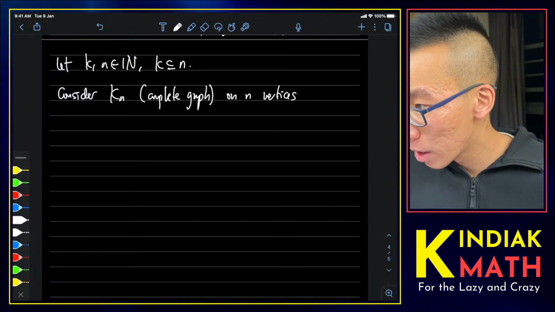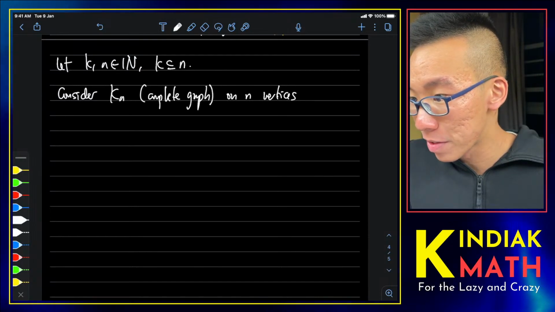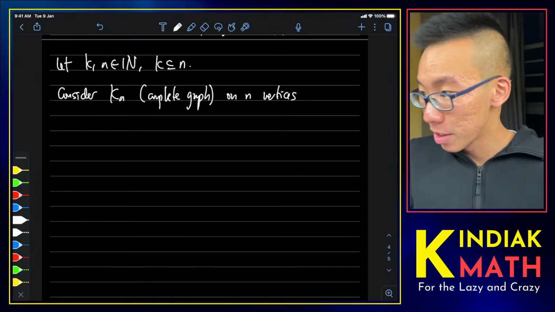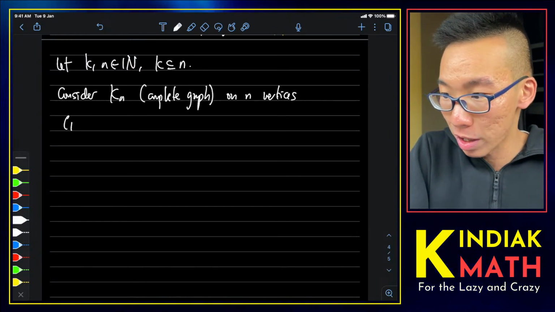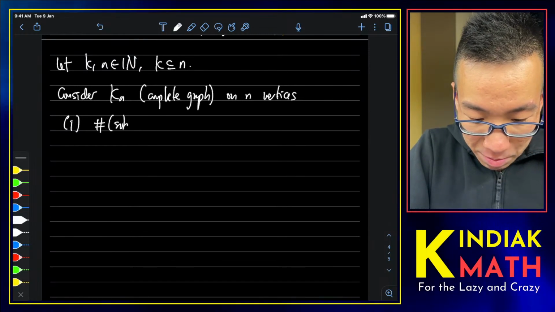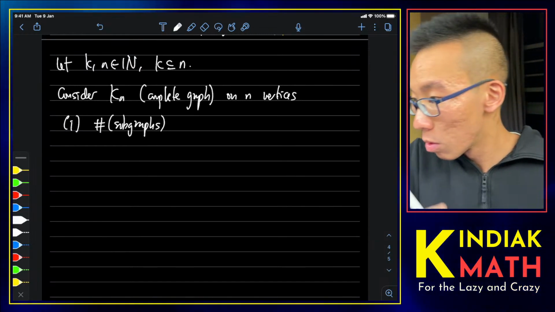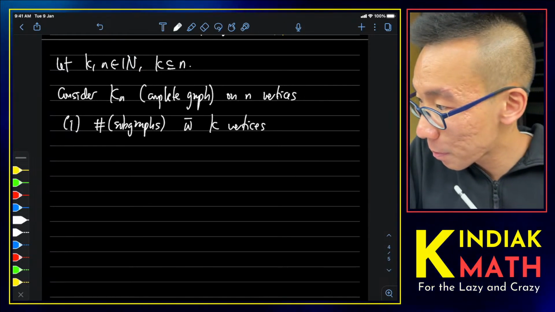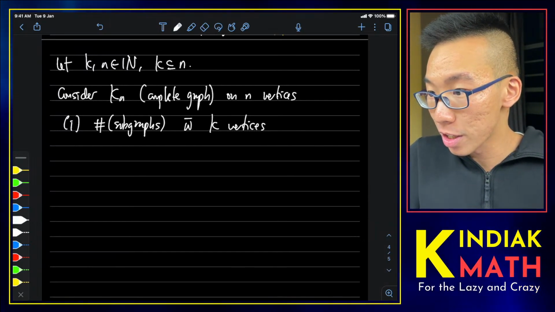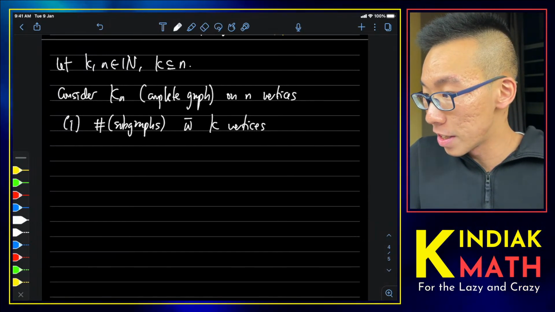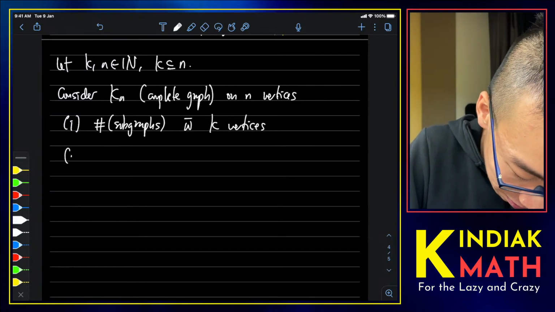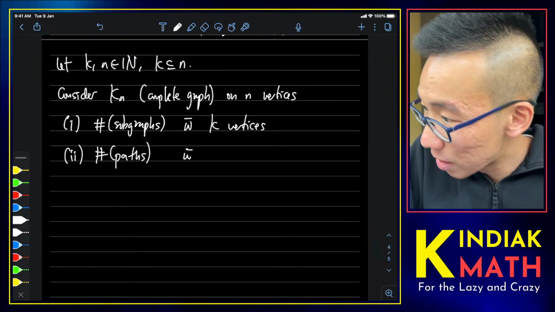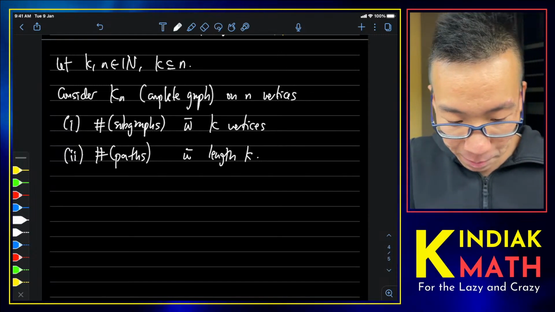And we're going to ask for the number of subgraphs and the number of paths, right? So we are interested in two questions. One, the number of subgraphs with k vertices. That's the first question. And the second question is the number of paths with length k.